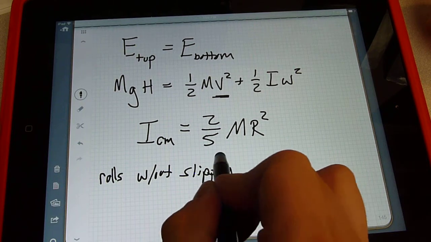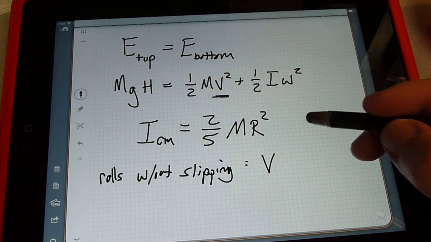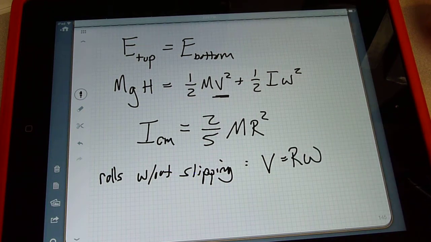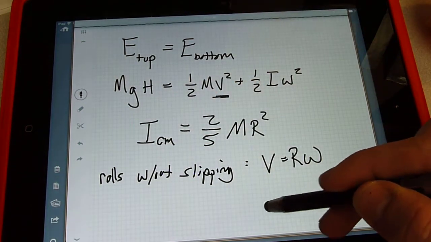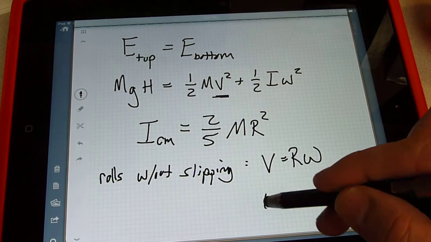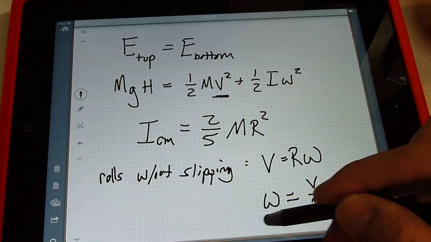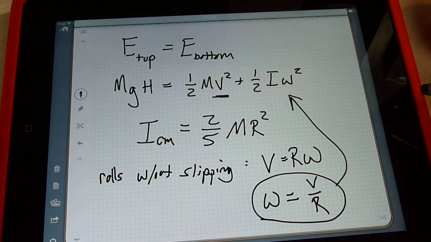Remember that when we roll without slipping, the velocity of the center of mass is equal to r times omega for that rolling object. So this allows me to substitute. Omega is going to be v over r. So we're going to put this into this formula and let's see what we get.